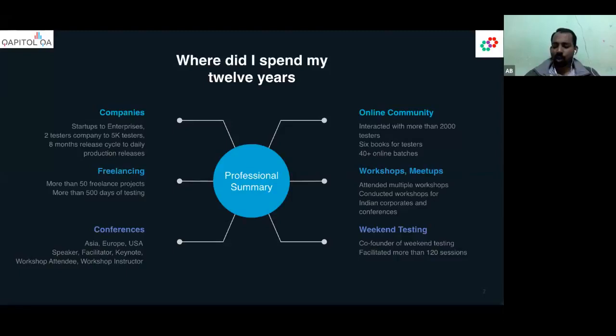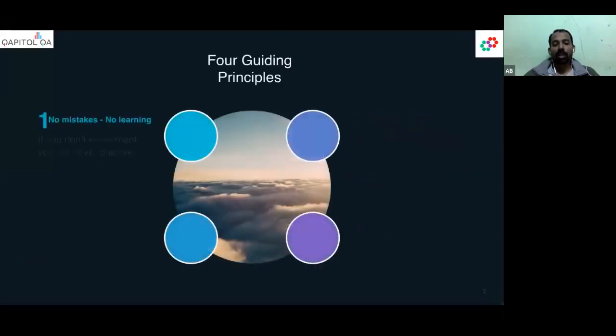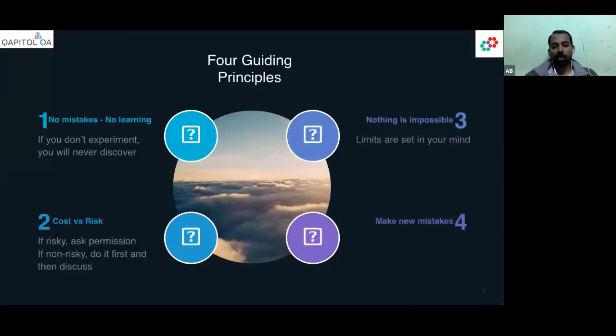So this is where I have spent most of my time, and so I feel that, okay, this is a good chance for me, having made a lot of mistakes, to share that. So for all of these mistakes, what are the guiding principles, if at all I have any? I had like 4 guiding principles for all of these mistakes.